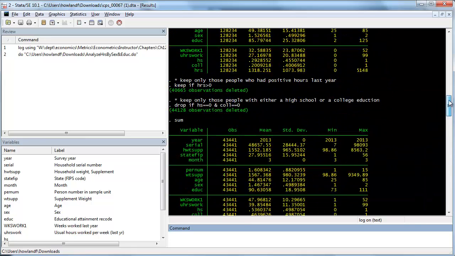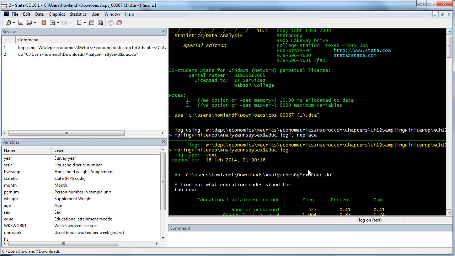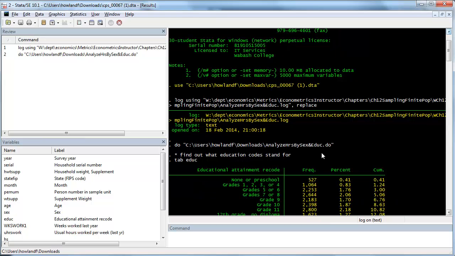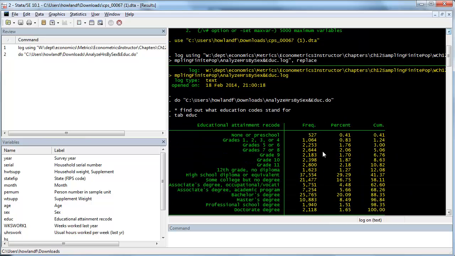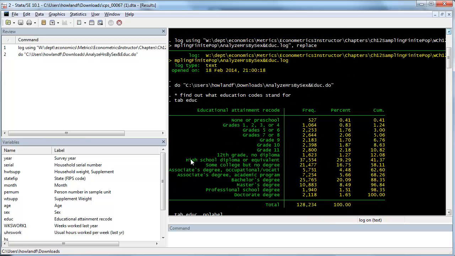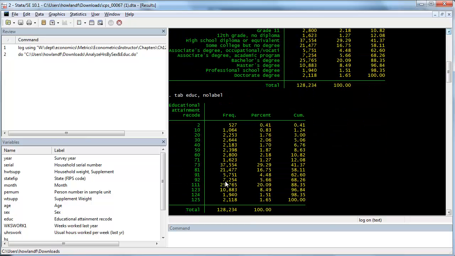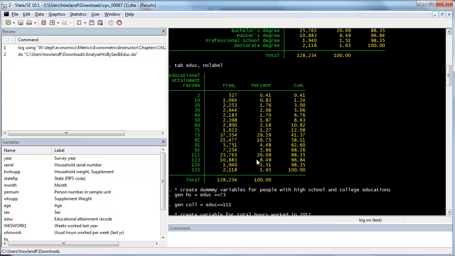Here, let's go back and take a look at the beginning. These lines which begin with a star are comments. First, we want to find out what the education codes stand for, and so we did tab educ. We're interested in high school diploma or equivalent versus bachelor's degree. Okay, so we can see there are about 37,500 observations in high school, almost 26,000 observations for the bachelor's degree. Now, I don't know what numbers these are, but if I take a look at it, code 111 is people with a bachelor's degree, code 73 is people with a high school degree.